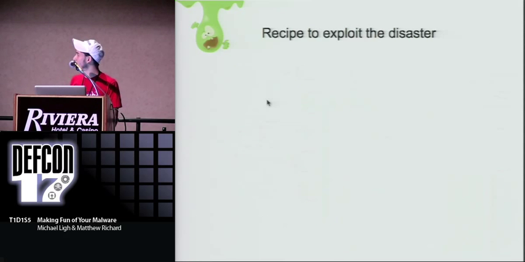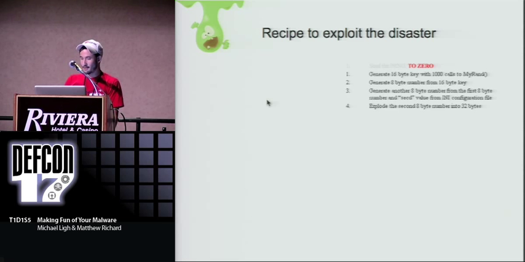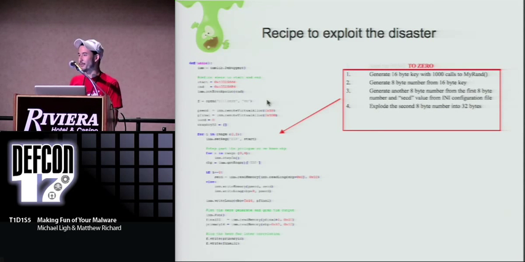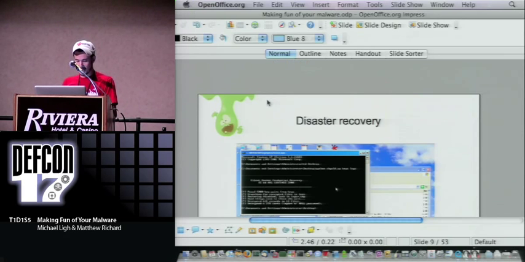So, the recipe to exploit the disaster. Number one, we start with seeding the random number generator to zero. Those next four steps we can all automate with a Python script for Immunity Debugger because we have the formula that computes that 16-byte key, the 8-byte key, the next 8-byte key, and the 32-byte key. It's not in C code, but we have it because we have a copy of the Silent Banker binary that does it. I'm going to show you a demo of how that Python script works in just a second. When we're done, we should have a good disaster recovery scenario.